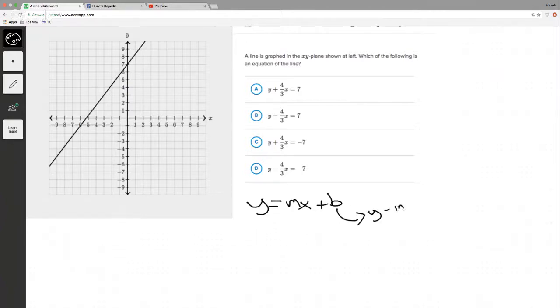So let's start off right there. Where is this guy hitting the y-axis? It's hitting it right here at 7. So we have to have a 7 as our y-intercept. But now they throw us a curveball.